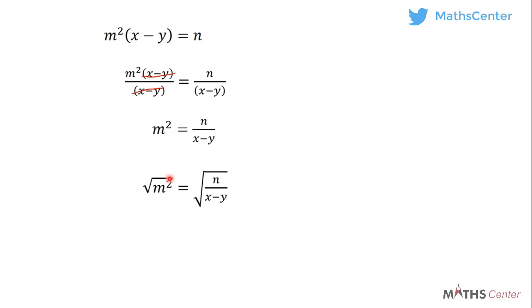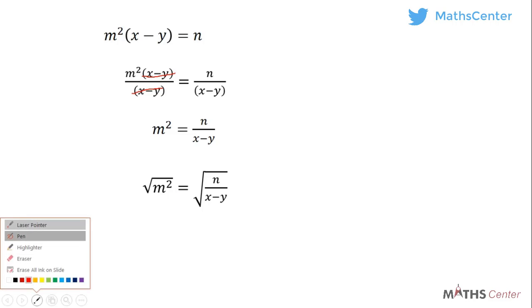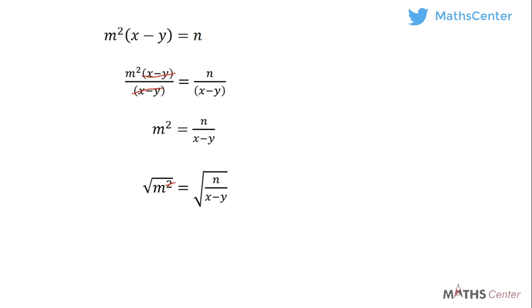We take square root of m squared here, then we take square root of n over x minus y. What you do to the left hand side, you do the same thing to the right hand side. So we take square root of m squared, and we also take square root of n over x minus y. Now, as soon as you do this, just as we saw in the previous video, the square will cancel the square root sign so that m will give us square root of n over x minus y. So you see that with this, we have been able to make m the subject of the equation.